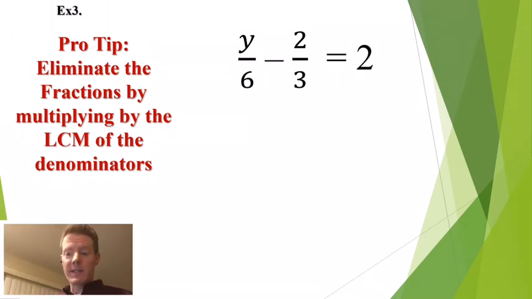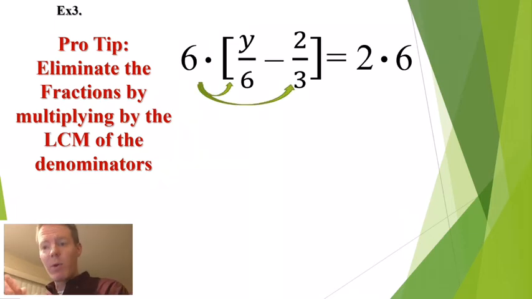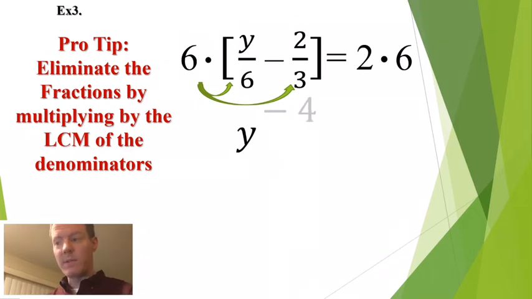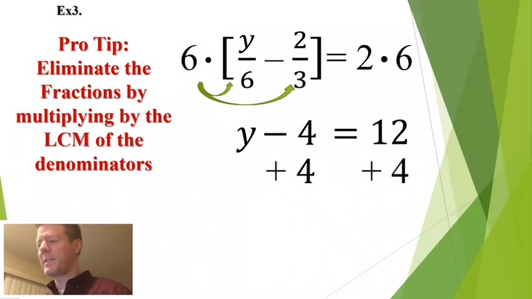But because I want everything to stay equal, I need to multiply everything by 6. So I'm going to multiply 6 times everything in the equation. I'm going to expand the 6 to both terms on that side of the equation. Y over 6 times 6 is y. 2/3 of 6 is 4, so it's minus 4 when I do that math. And then 2 times 6 is 12. So just by being able to do that, I've made the equation into y minus 4 is 12. Obviously, I'm going to add 4, and that's going to give me y is 16.